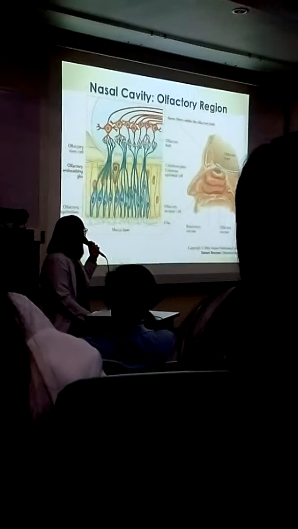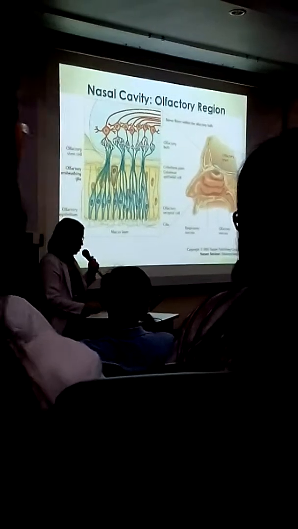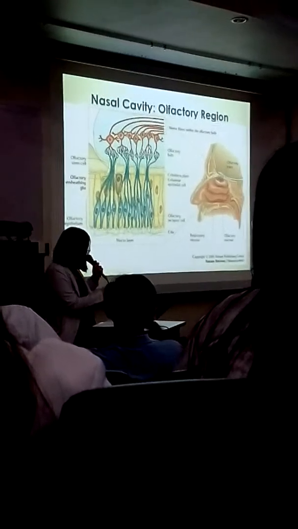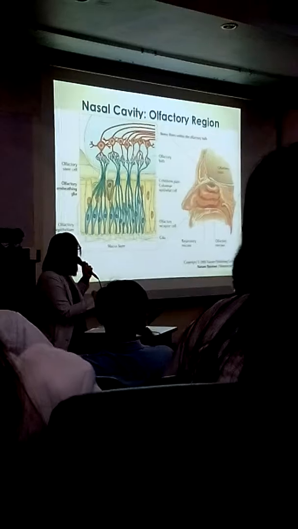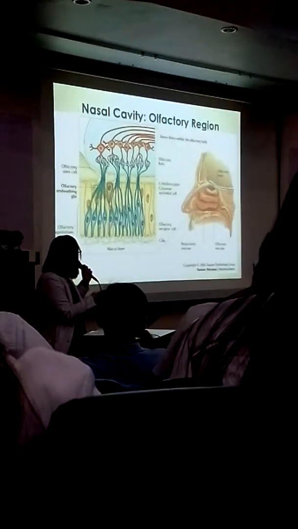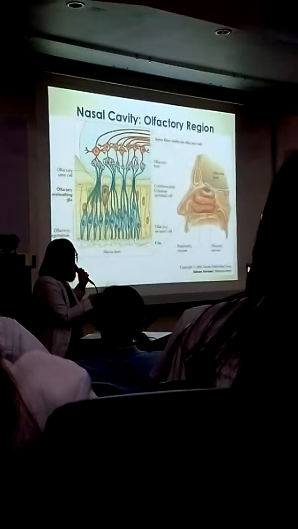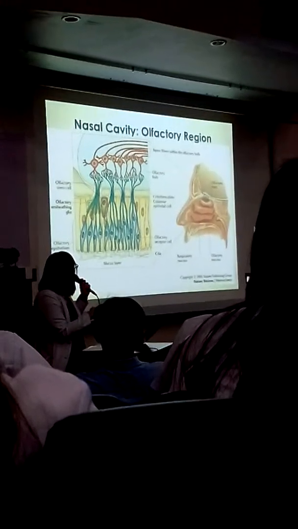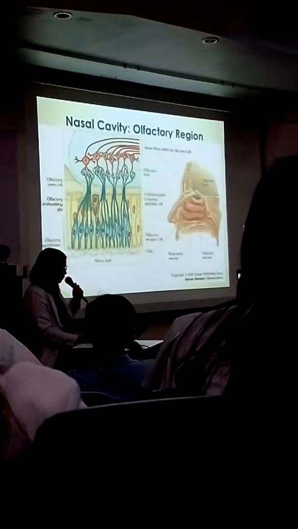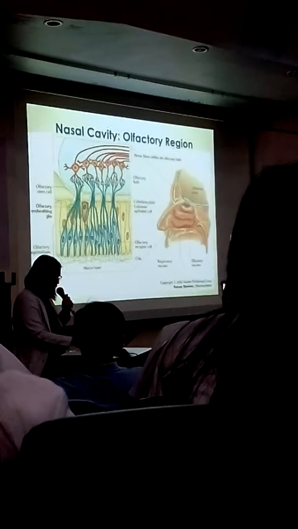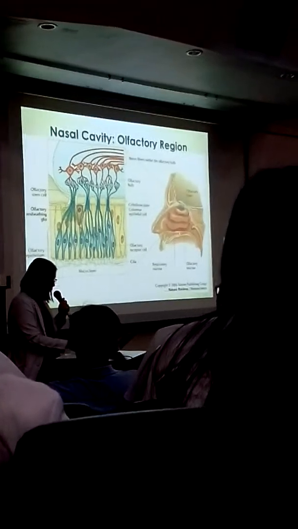So another diagram of the olfactory region, just take note of the extension as well as the joining of the axons of each olfactory cell as it forms into the olfactory bulb and then becomes the olfactory nerve or cranial nerve 1.